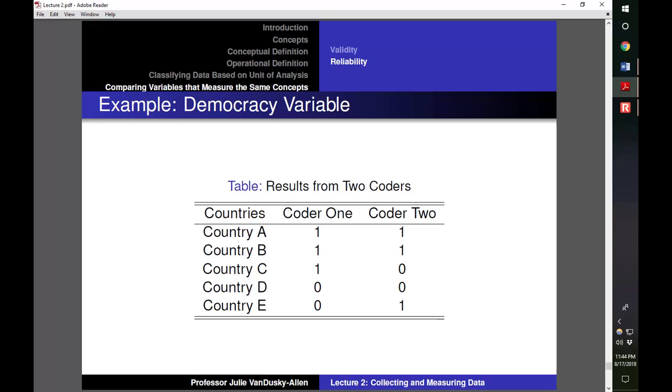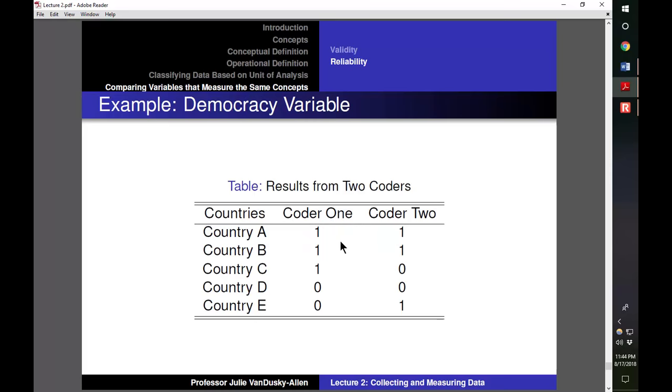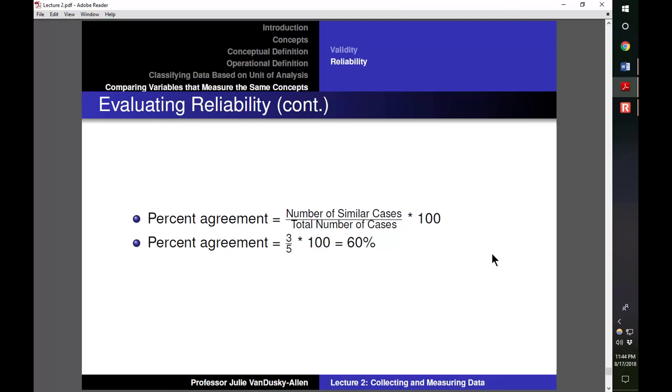So in this example, coders 1 and 2 agree on the codings for country A, country B, and country D. The percent agreement measure would be 3, the number of cases that the coders agreed upon, divided by 5, the total number of cases, times 100, or 60%.